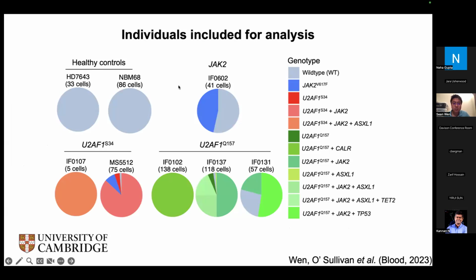And for each individual, you can see that we have anything between 5 cells to more than 100 cells. These cells consist of the hematopoietic stem cells, which are the cancer stem cells. You will see that the different individuals would have different proportions of cells with different mutations. Because we are primarily interested in U2AF1, our patients would have the U2AF1 mutations, but they will also have other mutations that we typically find in blood cancer patients, such as JAK2 or CALR.